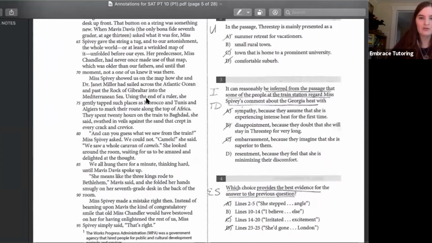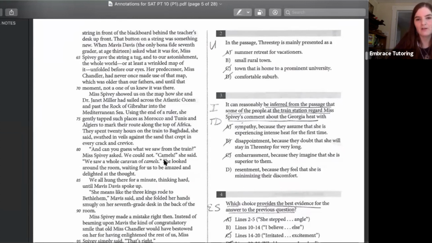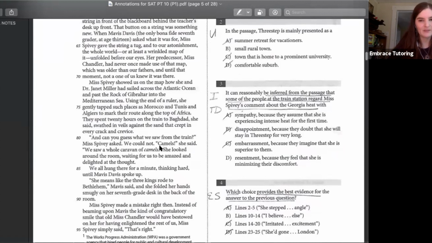Specifically, you should underline. There's a lot of keywords in here. You can see Mavis Davis, Miss Bivy, Miss Chandler, Rock of Gibraltar, Dr. Janet Miller, the Atlantic Ocean, Morocco, Tunis and Algiers, Africa, Baghdad. They're all there. Camels is just capitalized. It's not being used as a proper noun. It's just because it's part of the beginning of a sentence. But it's italicized here, so you might want to underline it, things like that.